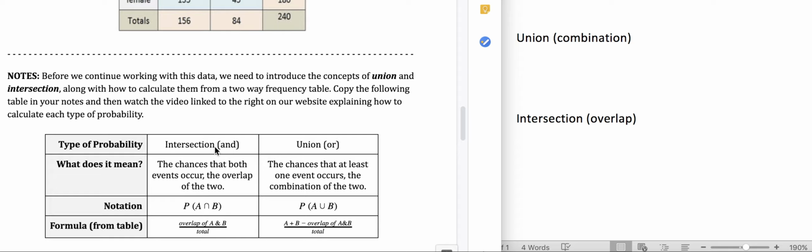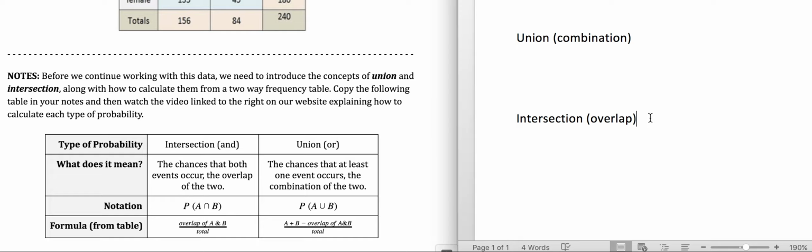What does that mean? For "and," the chances that both events are going to occur, that is the overlap of them. We have a notation here. I like to think this "and" symbol looks like an M, so that's how I know that. This is talking about the probability of the intersection of A and B. And our formula for that is the overlap of A and B divided by the total, which is our sample space. So let's do the intersection first.